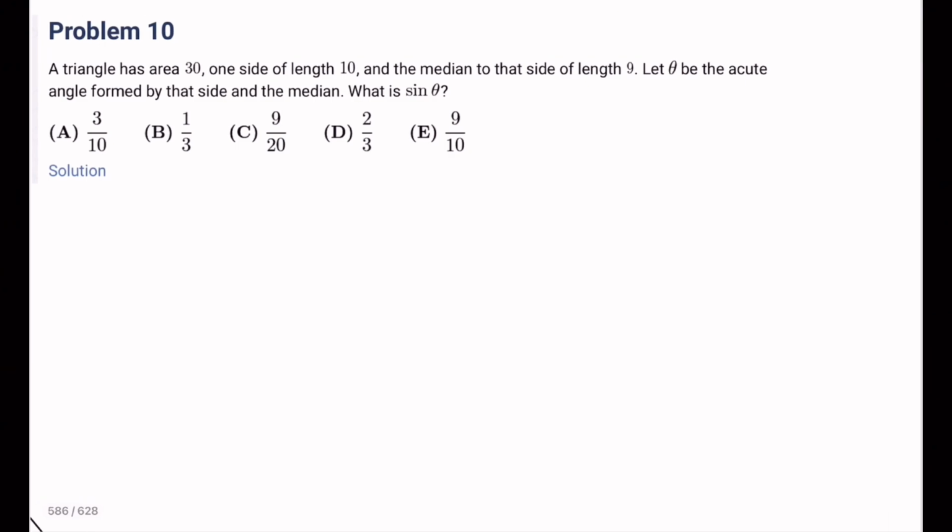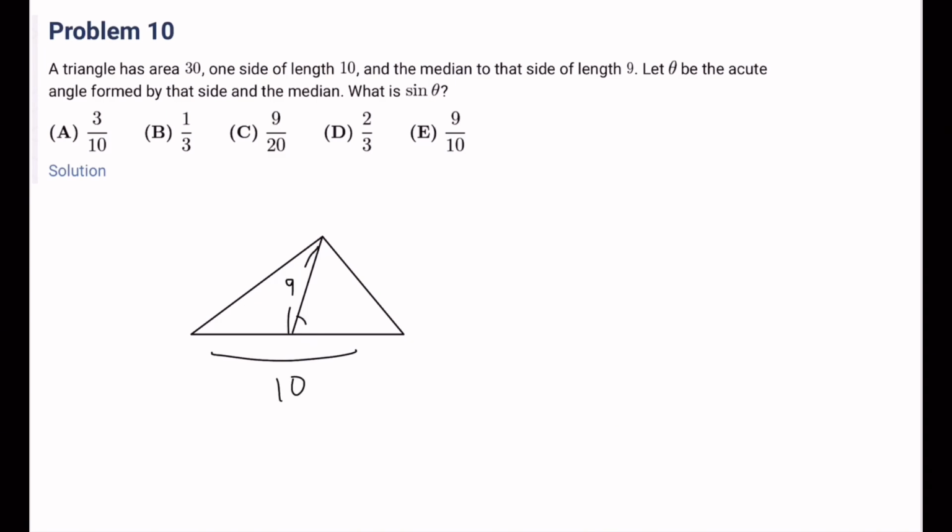Number 10, a triangle has area 30, one side length 10, and the median to that side of length 9. Let theta be the acute angle formed by that side and the median. What is sine theta? Okay, so if we bring out a diagram here, then it would look something like this. The area would be 30, this side would be length 10, and the median to this side would be length 9. We know that this is theta, and we want sine of theta.